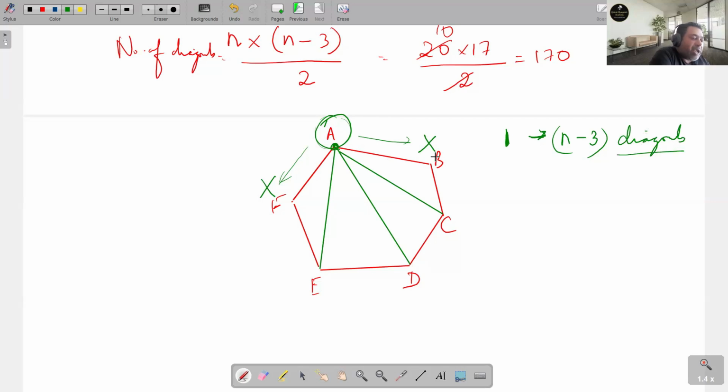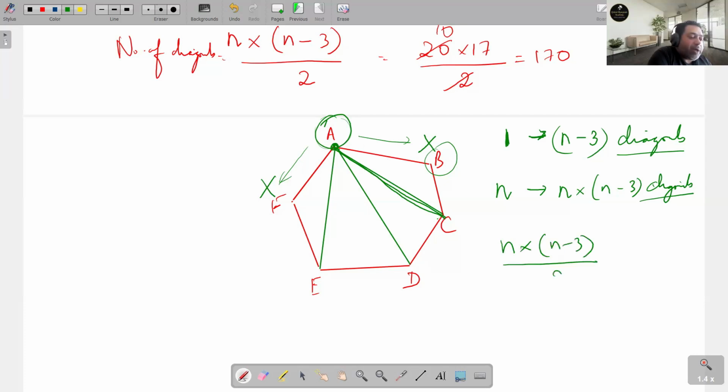And therefore, if I have n vertices, because the number of sides and number of vertices are same, I'll be able to draw n into n minus 3 diagonals if I start drawing the diagonals from each vertex like this. However, in that case, I will be retracing a diagonal. So if I draw diagonal A to C, then when I'm counting for C, I'm doing a C to A also, which is the same diagonal. So we are double counting in that. And therefore, total number of diagonals is n into n minus 3 divided by 2. Right? I hope the concept of the formula is clear. All right, let's move on to the next question.